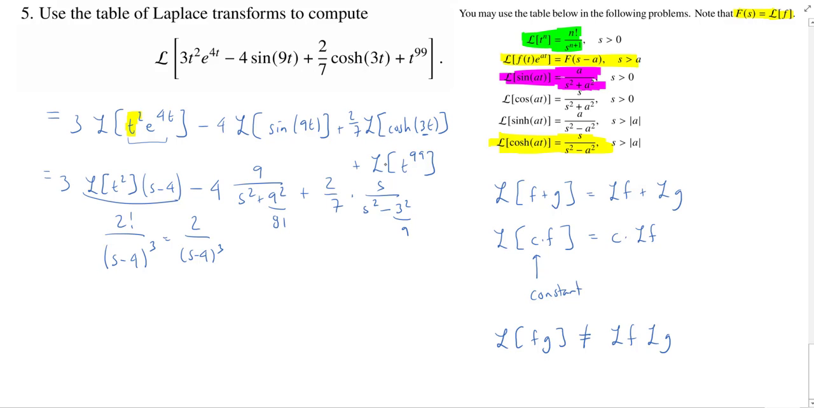And then finally, we have the Laplace transform of t to the 99th power. And hey, we do go right back to the top line here. We already know what happens. t to the 99, so my n is 99. So I get plus 99 factorial divided by s to the 99 plus 1, s to the 100. I am not going to multiply out 99 factorial. I'm going to leave it just like that.